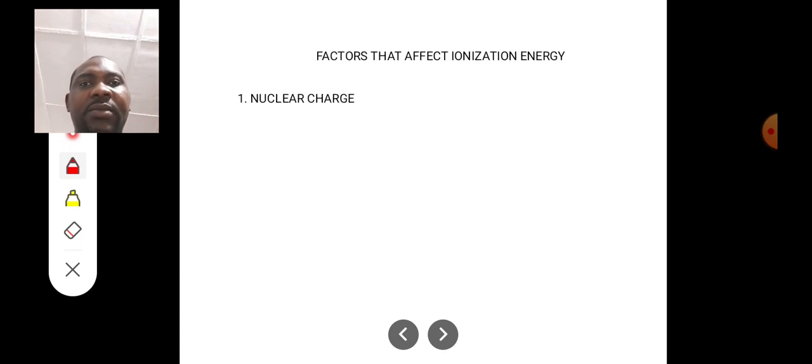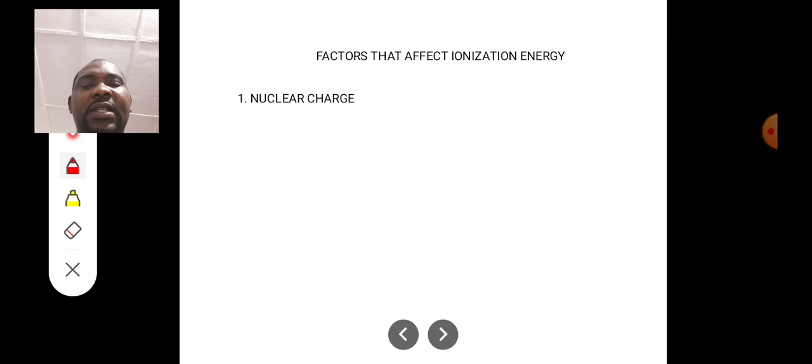The next one is ionization energy. So what is ionization energy? Ionization energy is the energy required to remove a valence electron from a gaseous atom. So to remove a valence electron from an atom is what we call ionization energy, the energy required to do that. Okay, now we are going to look at factors that affect ionization energy, and the first one is nuclear charge.